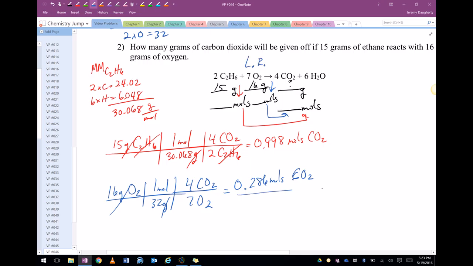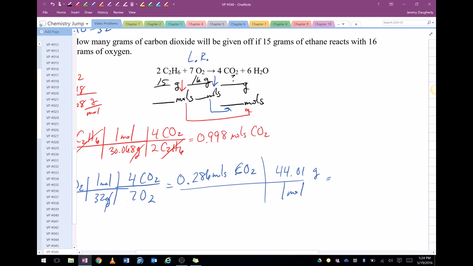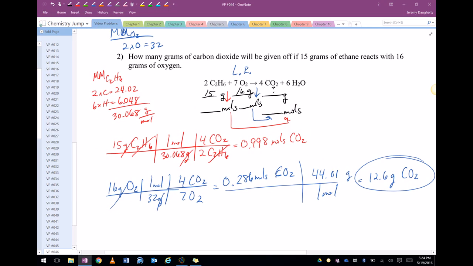I'm going to convert that to grams. So I've got 44.01 grams for every 1 mole. And I get a value of 12.6 grams of CO2. All right. Remember, you never use the excess reactant product. Okay?